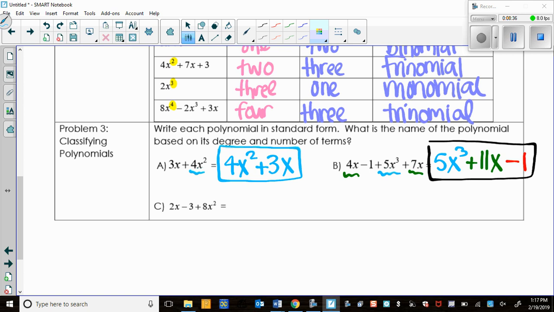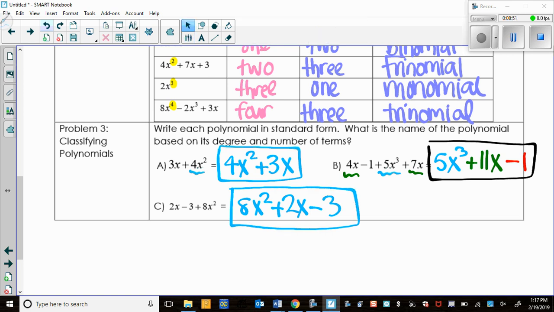Alright, so C, 8x squared is my highest one. Then I have plus 2x, so this is technically positive 2x, and minus 3. That's my final answer. So hopefully you guys understand the different parts of polynomials, figuring out what the names are, because those names are going to be very handy later on in this unit.